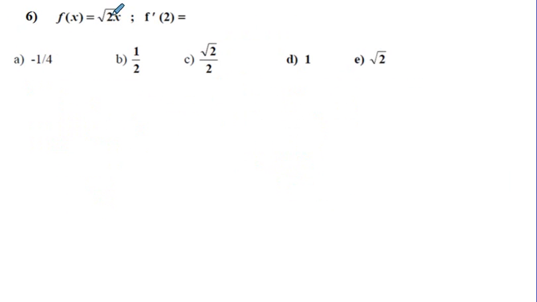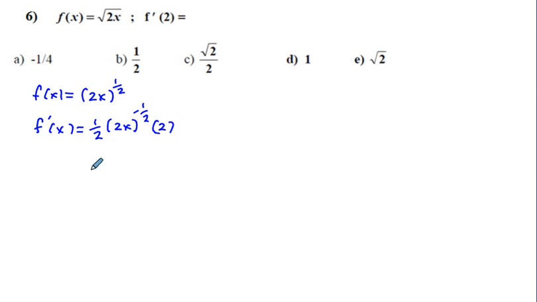Next, 6. F of x equals square root of 2x, f prime of 2 equals. And so to take this, we're going to take the derivative of this function here. First I'm going to rewrite in calculus friendly form f of x equals 2x to the 1/2 power, and so f prime of x is equal to 1/2 of 2x to the negative 1/2 power times the derivative of the inside, which is 2, that's the chain rule.